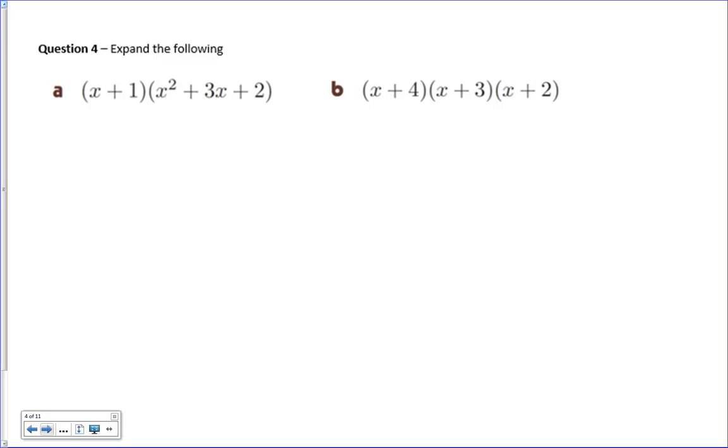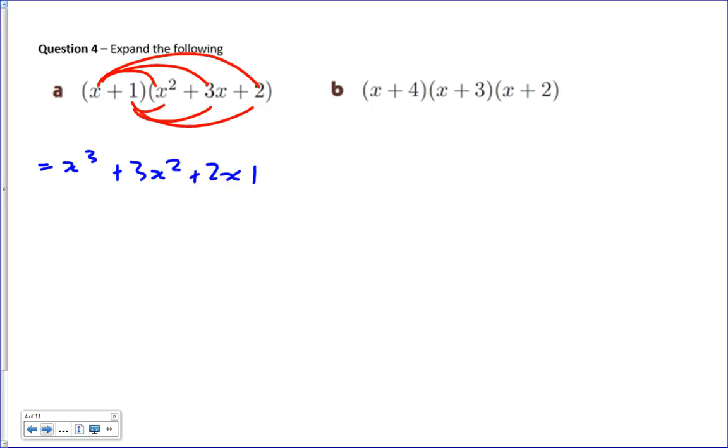Expand the following. So this is trinomial expansion. So we're going to be looking at expanding. So basically similar to FOIL, except we've got an extra bit. So we're going to do the first term by everything in the second bracket, the second term by everything in the second bracket. So when we do that, we're going to get x cubed plus 3x squared plus 2x plus x squared plus 3x plus 2.